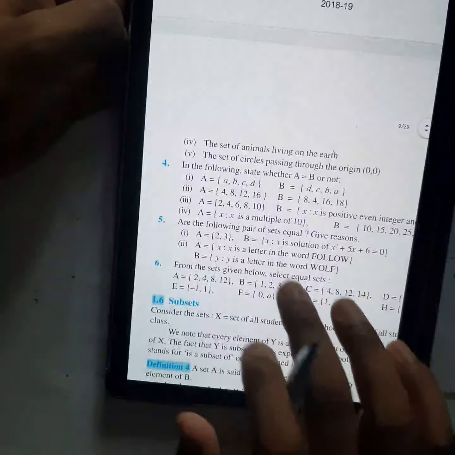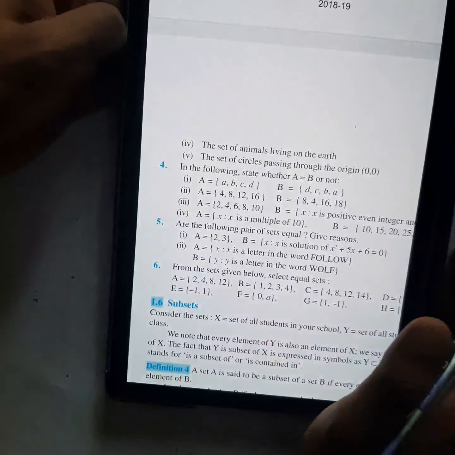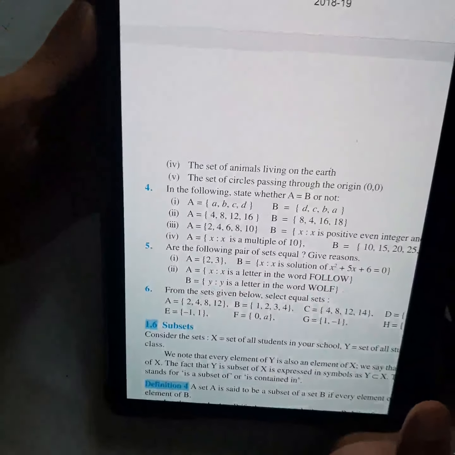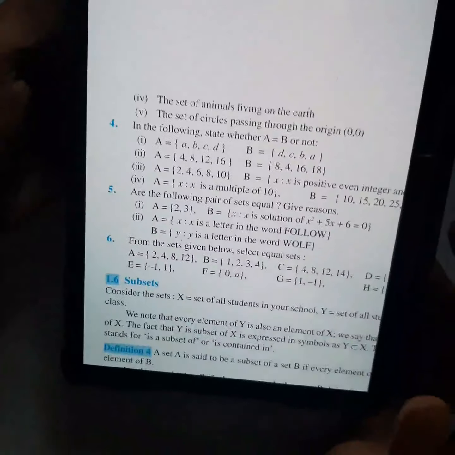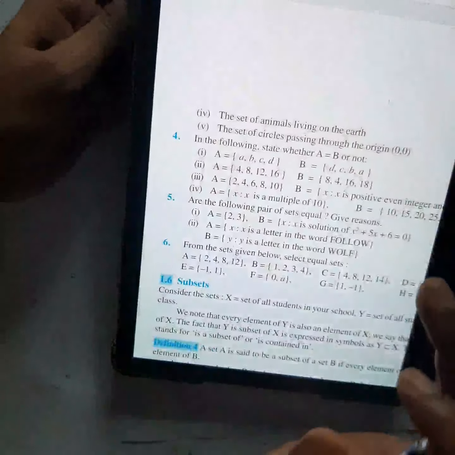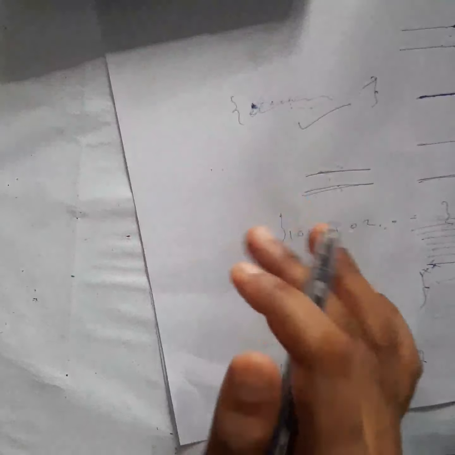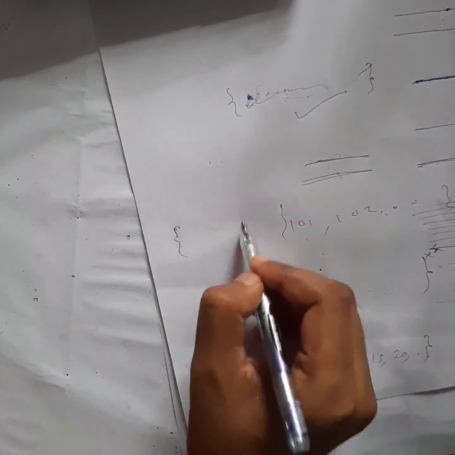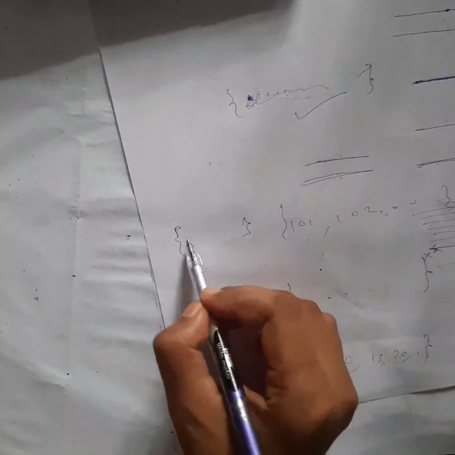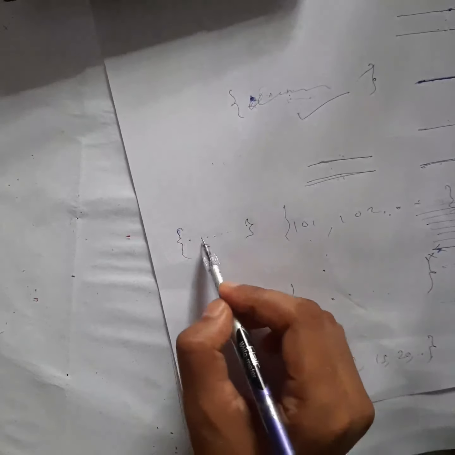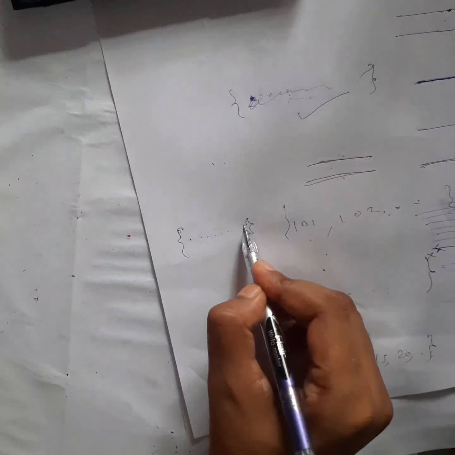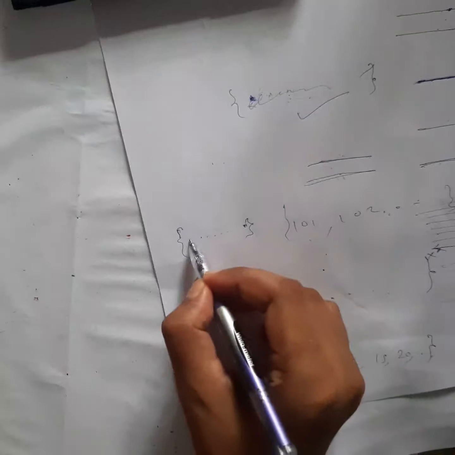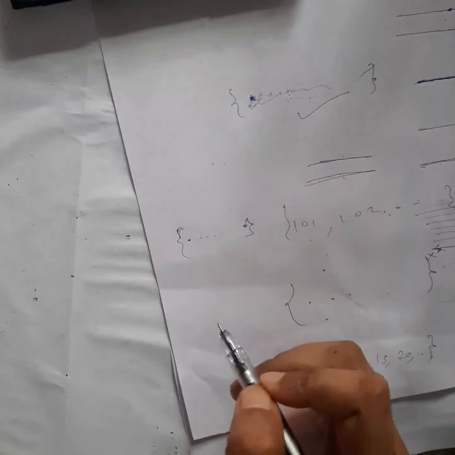Next, number 4. The set of animals living on the earth. Now what is this? This is a little debatable, right? Now see, if you are good at doing research and can find out the statistics well, then obviously if you find out the animals in this world, there will be a finite number. It might take time, but there will be an end for sure. So this will be your finite set.